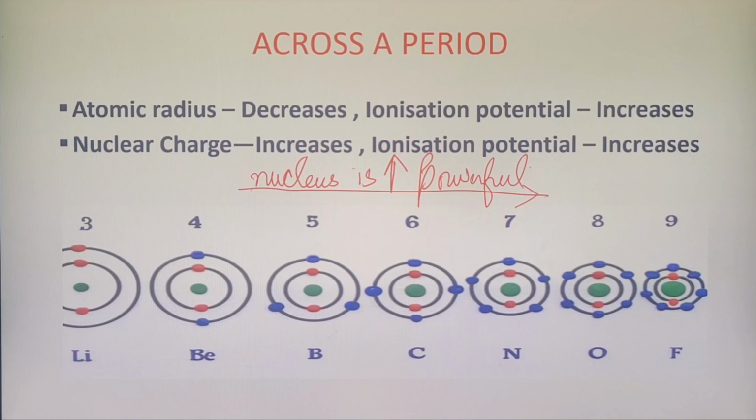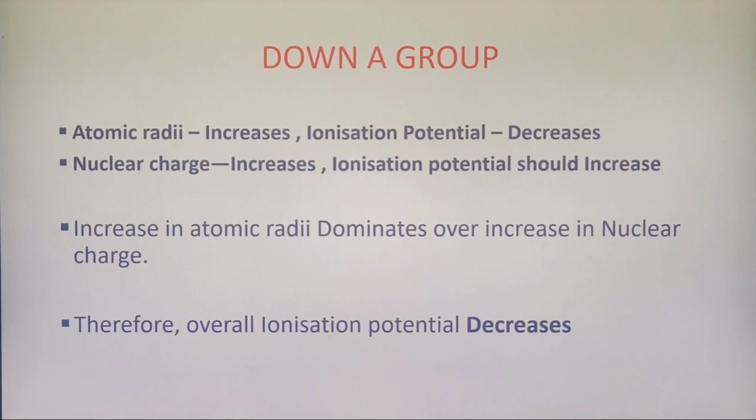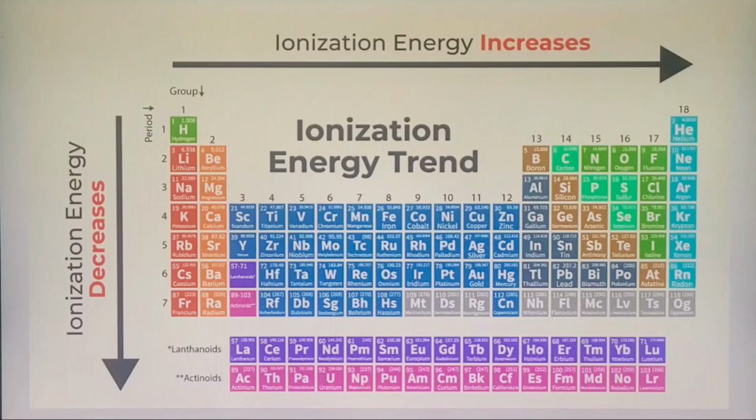Okay, the more powerful the nucleus, the more difficult it is going to be to remove an electron. Yes or no? So the more difficult it is, the more energy I have to put in. The more the energy, the more will be the ionization potential. So I hope these two trends are clear to you. Here also ionization potential is increasing. Here also ionization potential is increasing. So what can I say here? That the ionization potential from left to right increases. Yes or no, children?